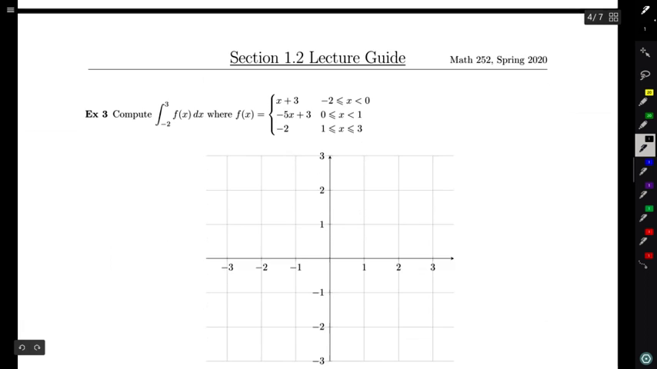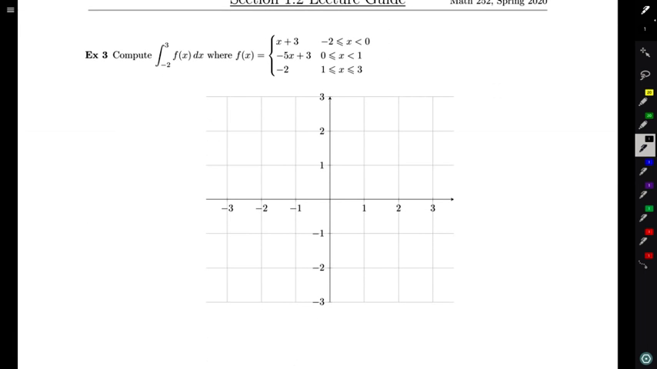So let's do an example here where we're actually looking at some of these negative areas. We're asked to compute the integral from -2 to 3 of f of x dx, where f of x is this piecewise function. So in order to actually do this integral, we're going to want to think about what the graph of this looks like.